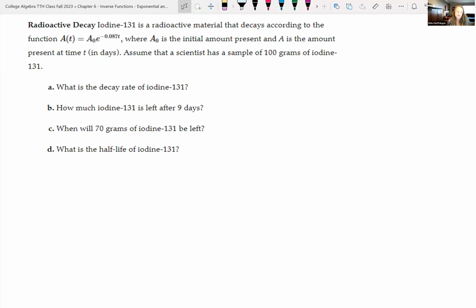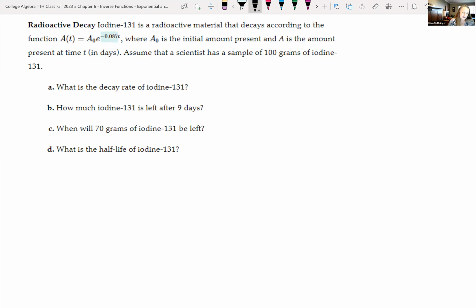So we have an example in front of us, a radioactive decay problem. Iodine 131 is a radioactive material that decays according to the function A sub t equals A sub 0 e raised to the negative 0.087t, where A sub 0 is the initial amount present and A sub t is the amount present at time t in days. Assume that a scientist has a sample of 100 grams of iodine 131. So what is the decay rate? That is the exponential piece.